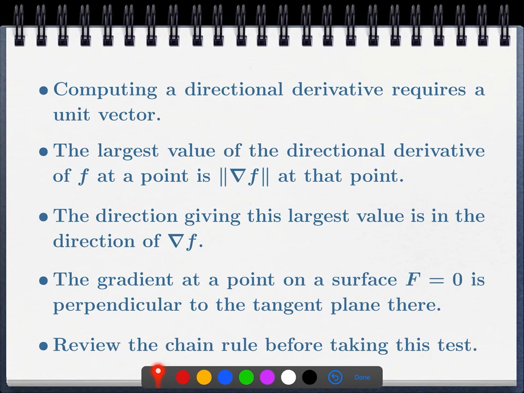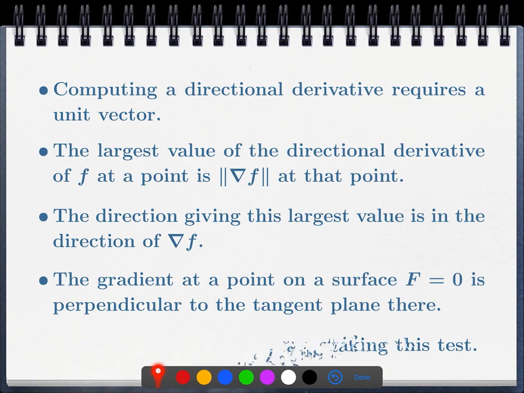I mentioned this in this review because I usually mention it, but we're not doing the chain rule, so we can take that off.